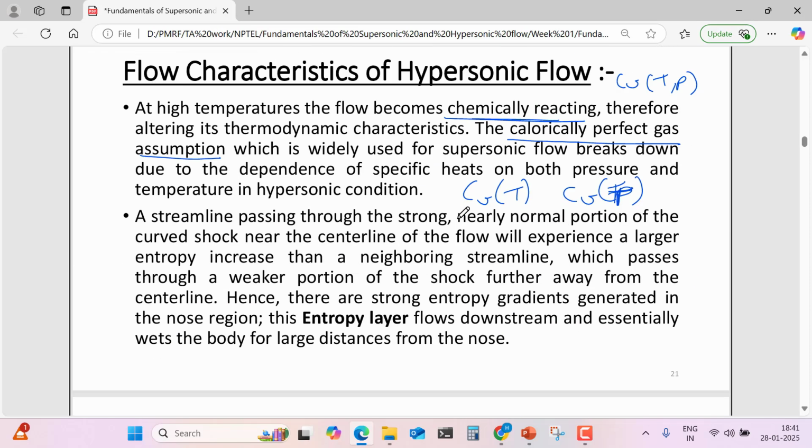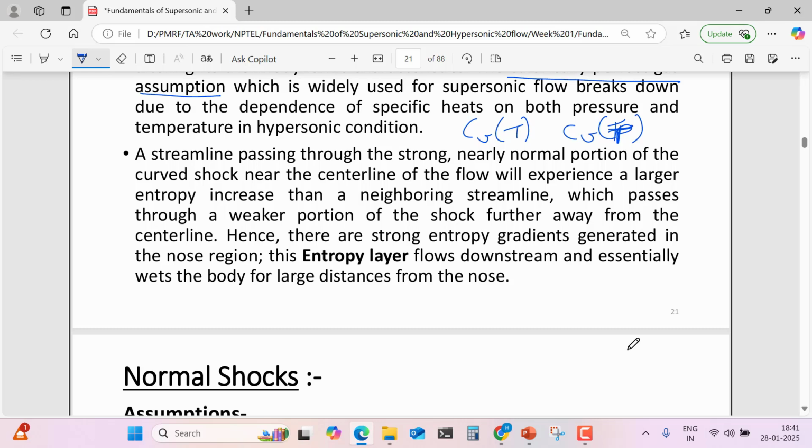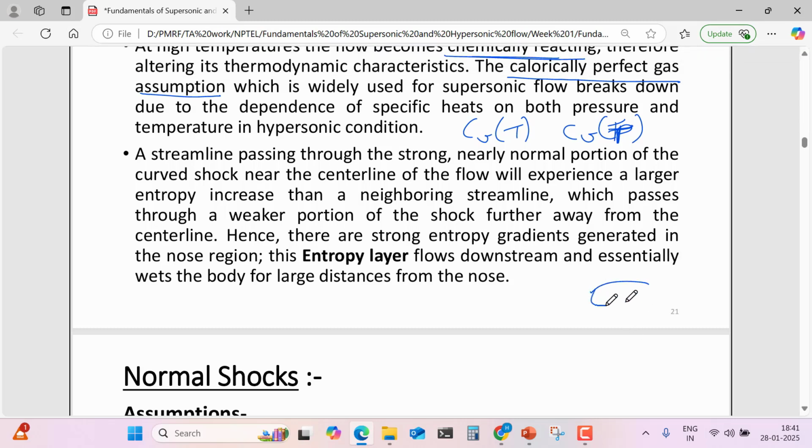So if you see the bow shock, its strength is strongest in front of the body. It is nearly a normal shock. We know that across the shock there is a change in entropy, and the most entropy change will happen in front of the body, and the outer side of this has less change in entropy. And as the strength of the shock increases, the entropy change also increases.